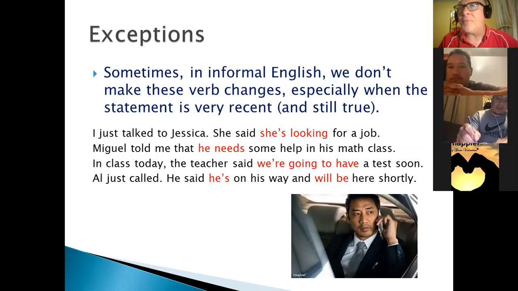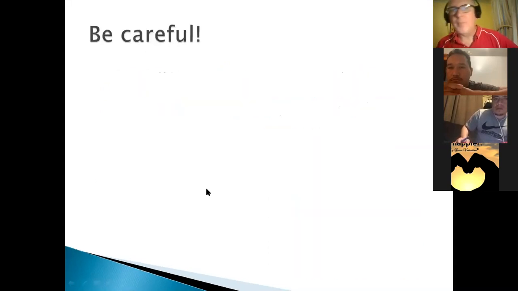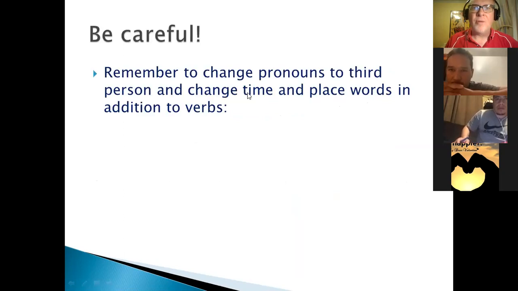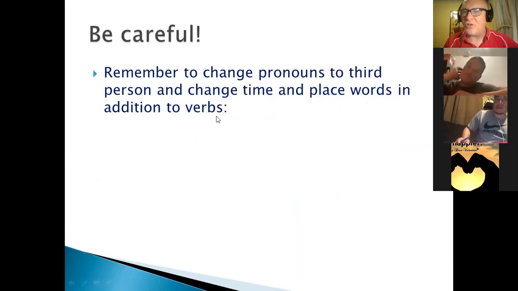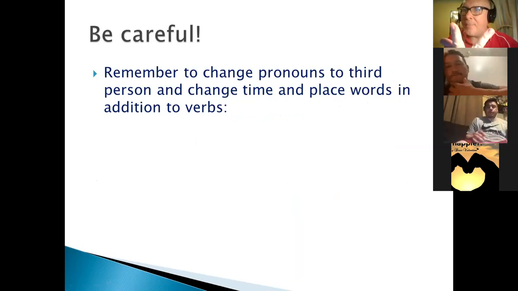So sometimes people get a little flojo with this kind of English and are not so serious about making the changes. Like I said, informal English. Statement is very recent and still true. Be careful. ¿Por qué? Remember to change the pronouns to third person and change the time and place words in addition to the verbs. Like I said, 3 changes we have to make. We change the verbs, we change the pronouns, we change the time.